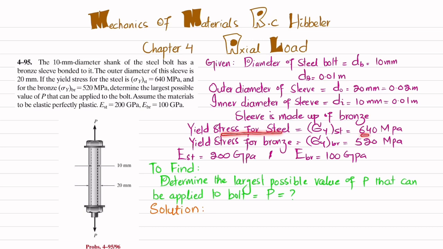Yield stress for steel is 640, while yield stress for bronze is 520 megapascal, and their modulus of elasticities are mentioned. So you have to determine the largest possible value of P that can be applied to the bolt. And how we will find this? So let's start with the solution.